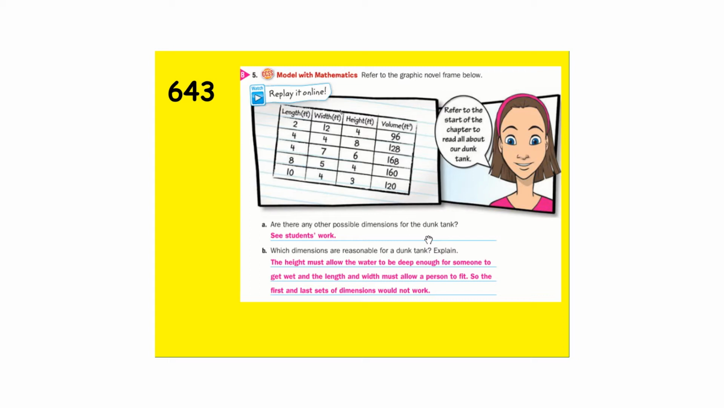So if you looked back at page 609, it tells you up here in that second frame where that girl is talking, you have 160 square feet of metal sheeting to use for the dunk tank. And it says they want maximum dunkage. So what you need is the maximum volume. So going back to the homework. Okay, moving on.